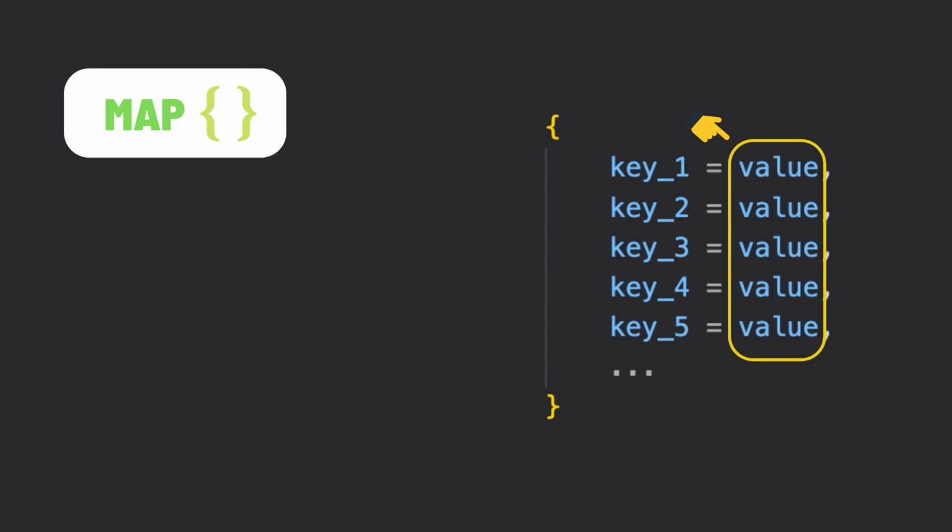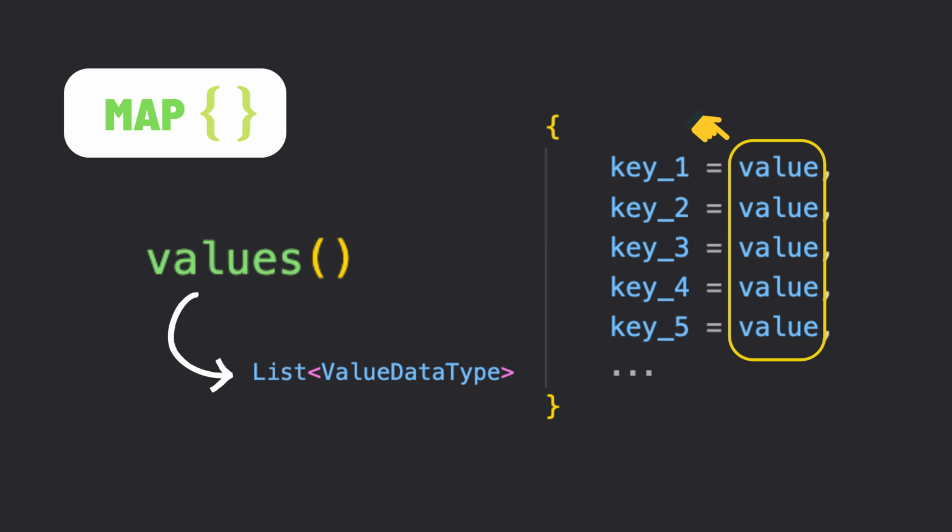Number 2, what if we want to get all the values? To do so, we use the values method that will return a list of whatever the value data type is. A list is returned because the map values could have duplicates. Let's take a look at an example.